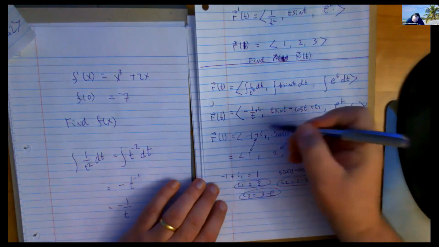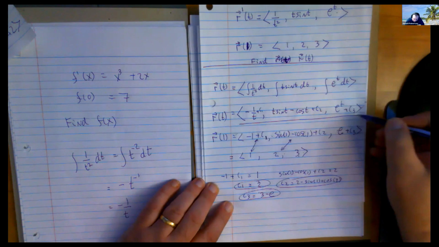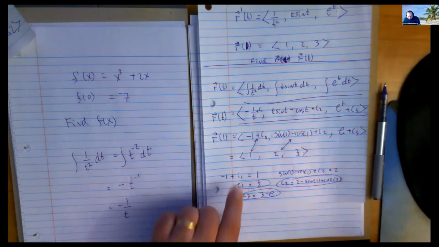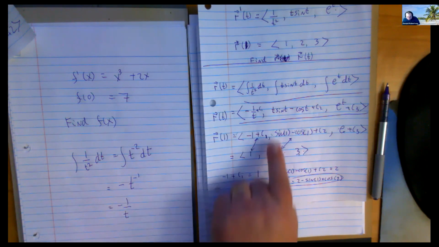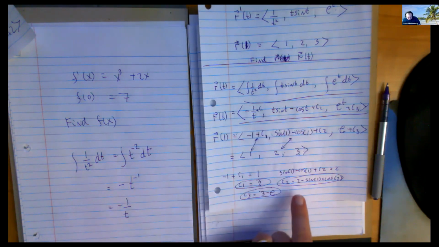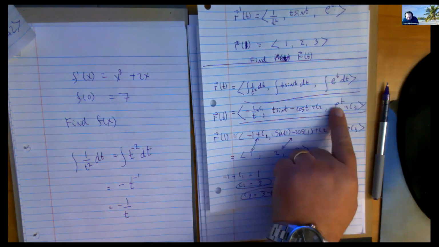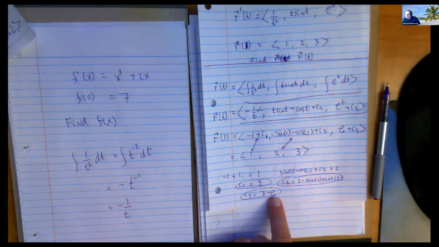So if I go to here, because I've run out of room, can you imagine me just writing negative 1 over t plus 2, all of this, plus this, and e to the t plus this, and we're finished.